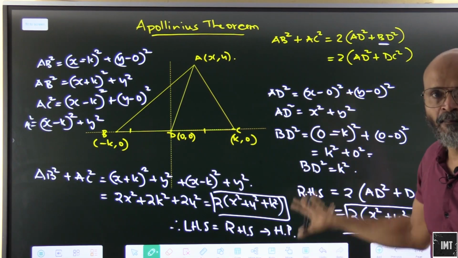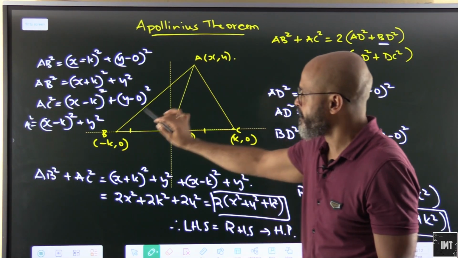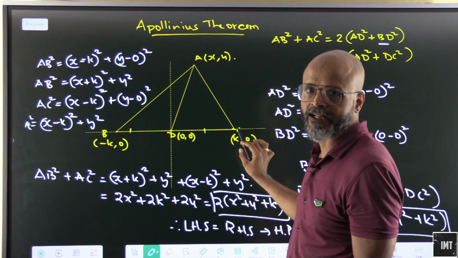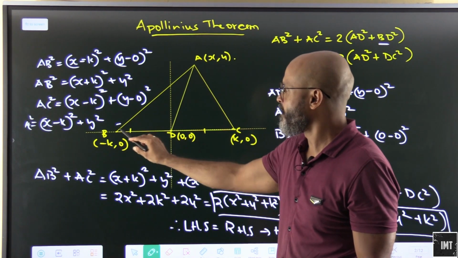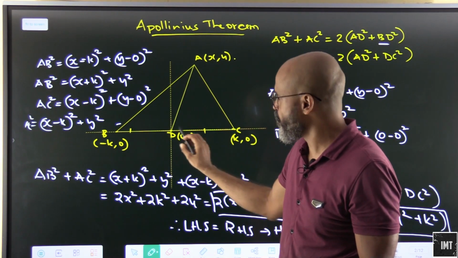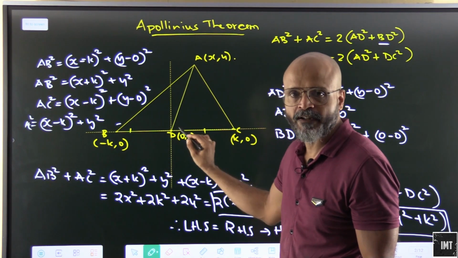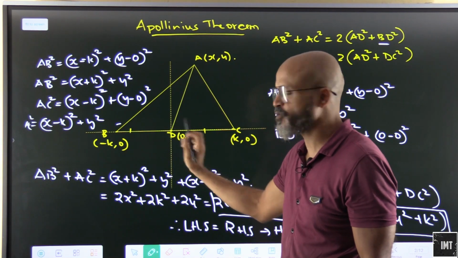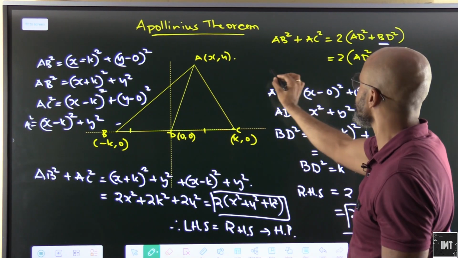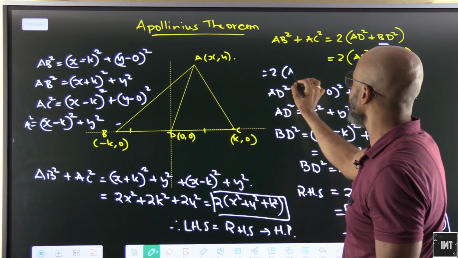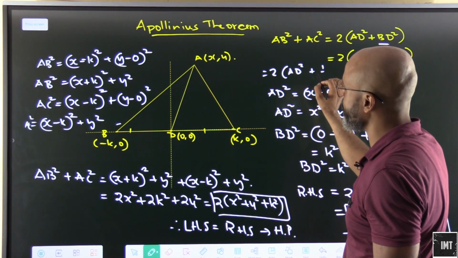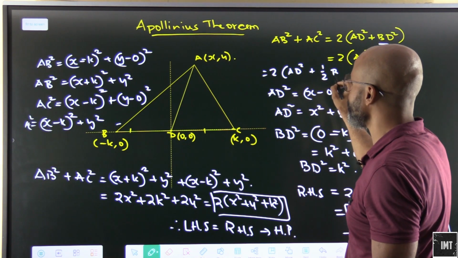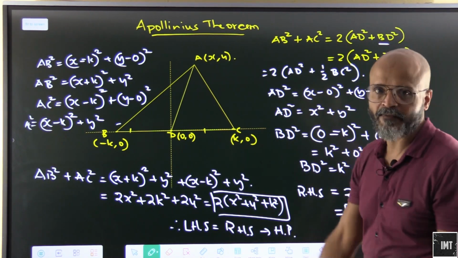So this is Apollonius theorem getting proved, wherein the sum of the squares of any two sides will be equal to twice the square of the median plus half of the square of the other side. We can also put it across like this, that is 2AD square plus 2BD square, that is half of BC square. That is something that we can prove.